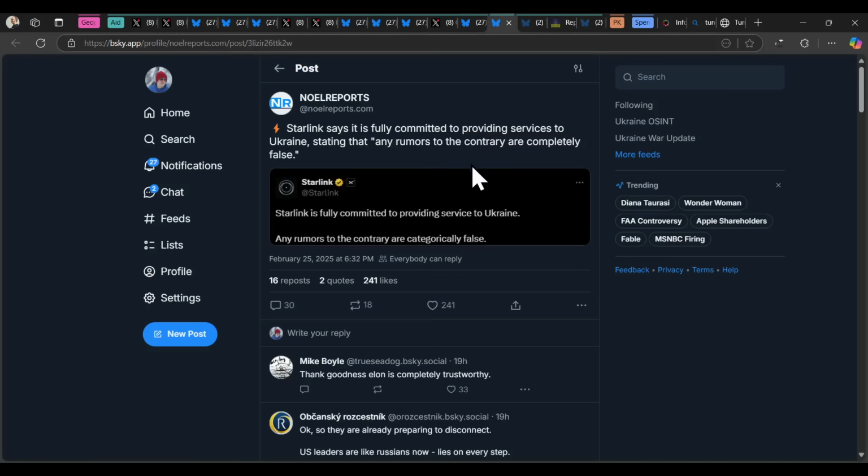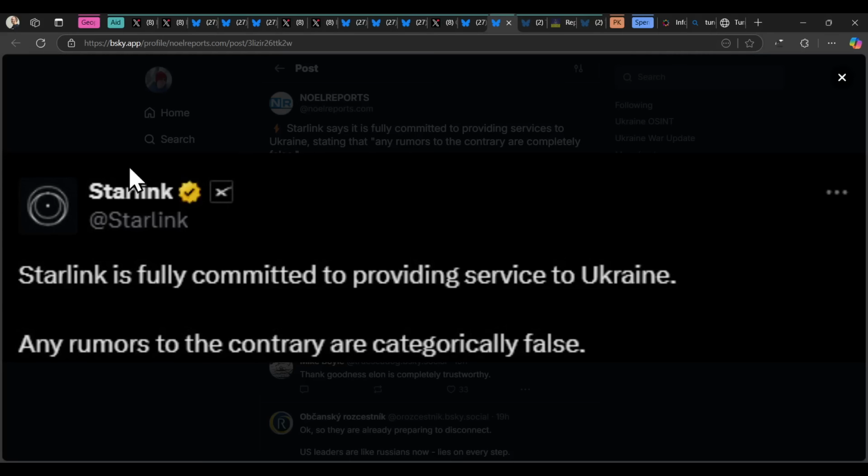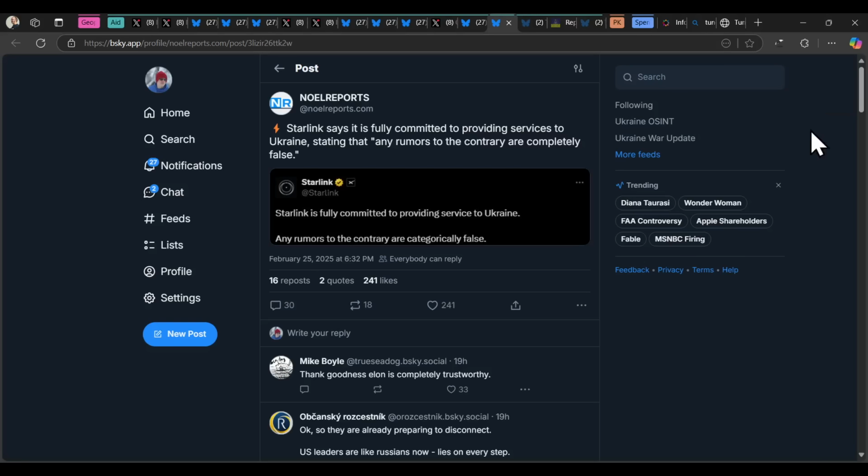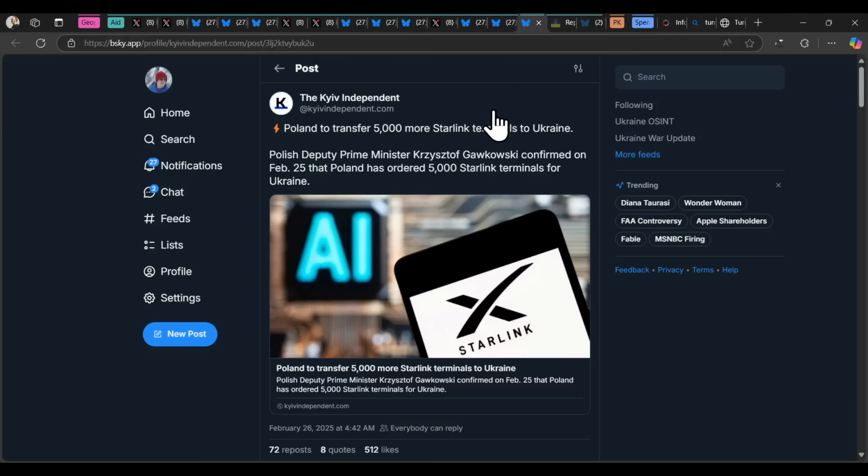Starlink has now formally come out and said it is fully committed to providing service to Ukraine. Any rumours to the contrary are categorically false. I speculated something the other day, which, interestingly, Jake Bro repeated, he's got the same idea, that it could well be that the American administration did threaten the Ukrainians with pulling Starlink, and then Starlink went back to the American government and said, yeah, but please don't, because we will lose a load of money and it's also legally very problematic. And that's what Jake Bro said.